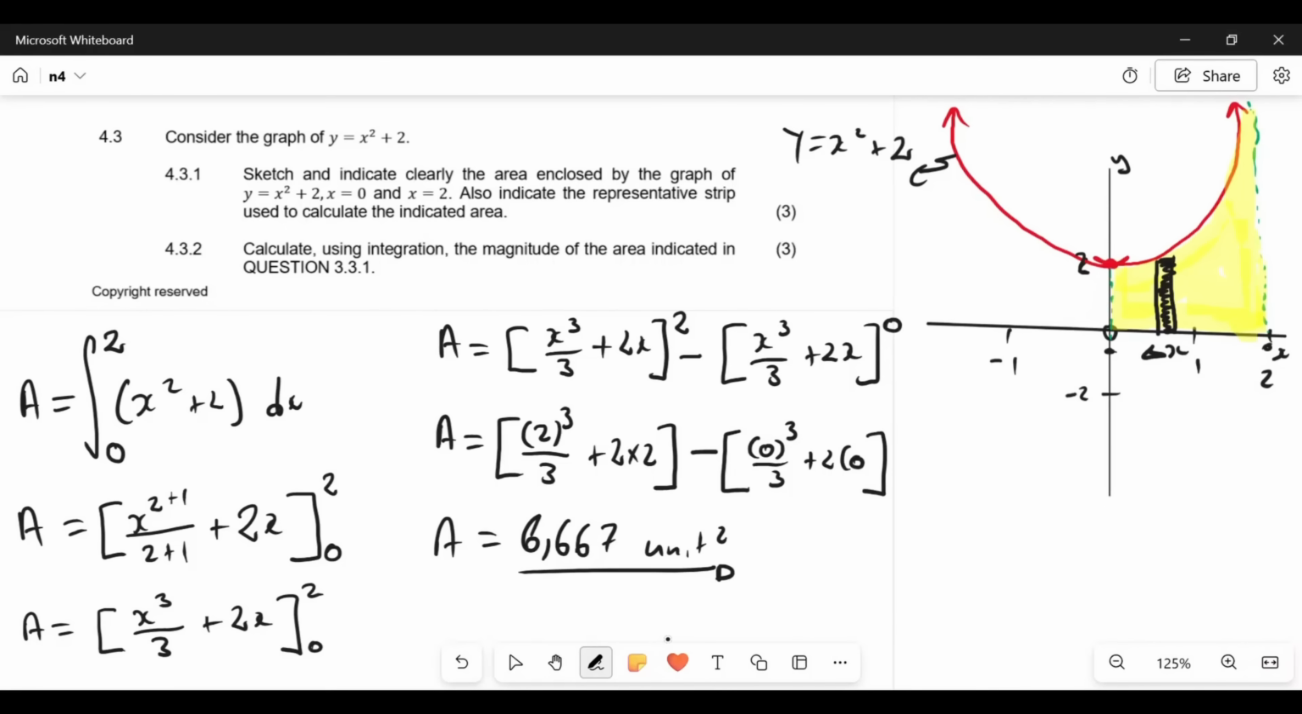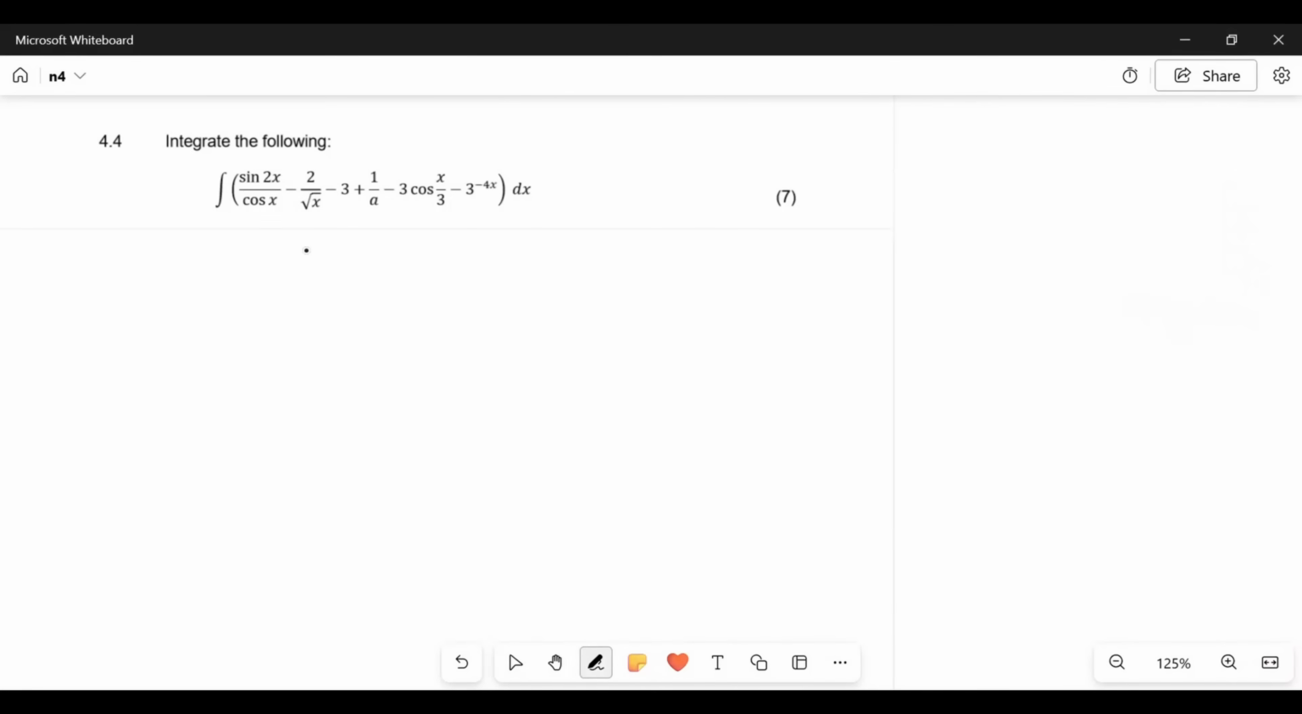Guys, we are done with this question 4.3. Let's go and do the next question, which is 4.4. All right, guys, let's look at 4.4.